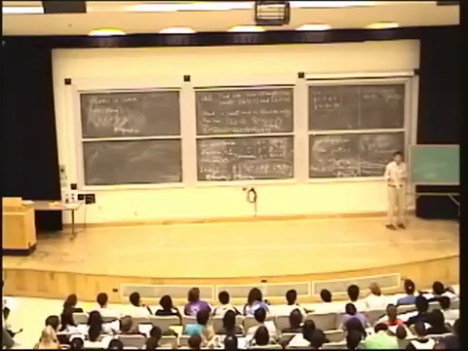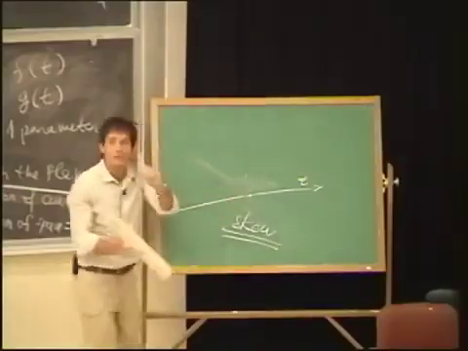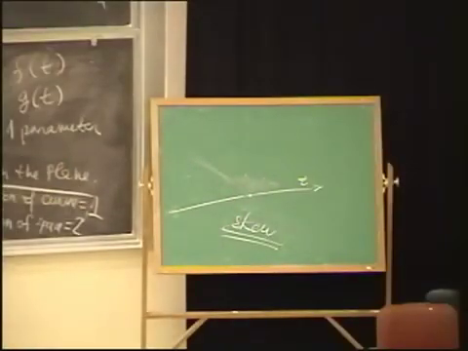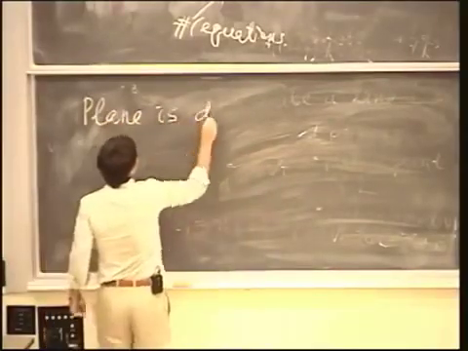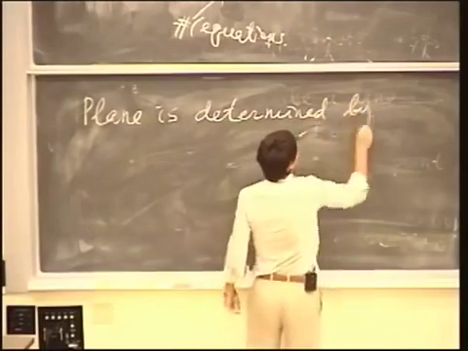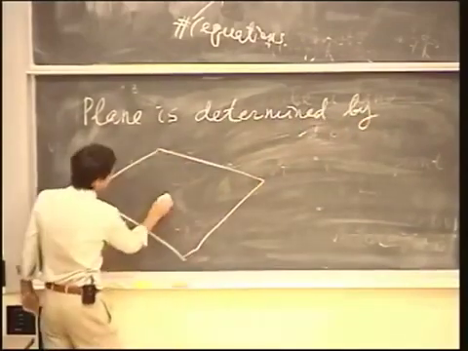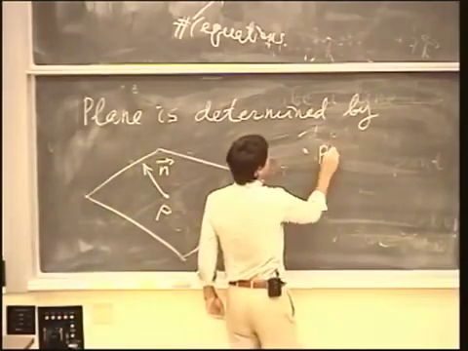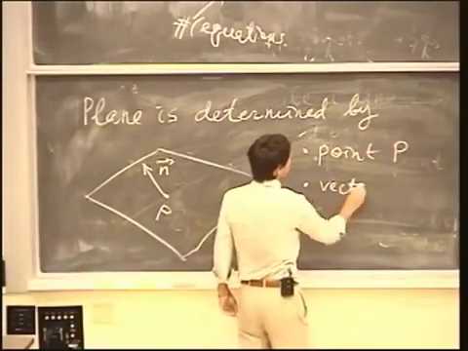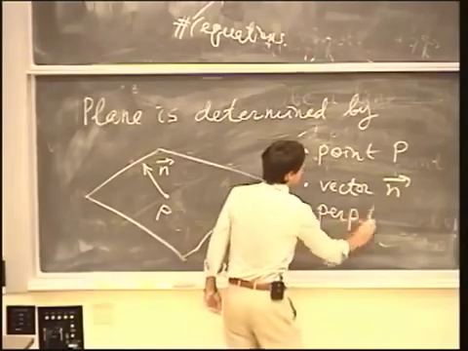So a plane, unlike a curve, is determined by a point on the plane and a vector which is perpendicular to it. So instead of vector v, which is sort of like the direction vector in the case of lines, we're going to have a perpendicular vector determined by, and I will just draw it as a picture, a point p and a vector n, perpendicular to the plane.